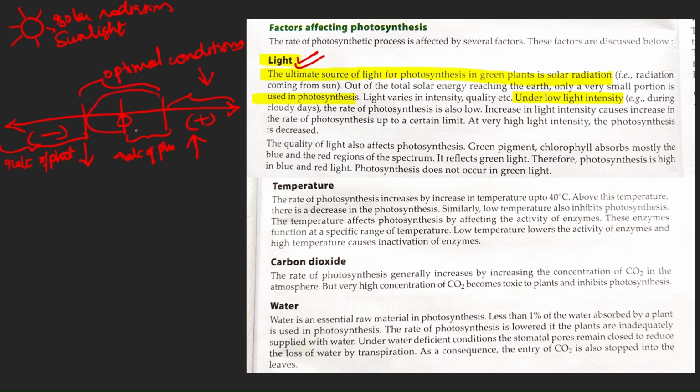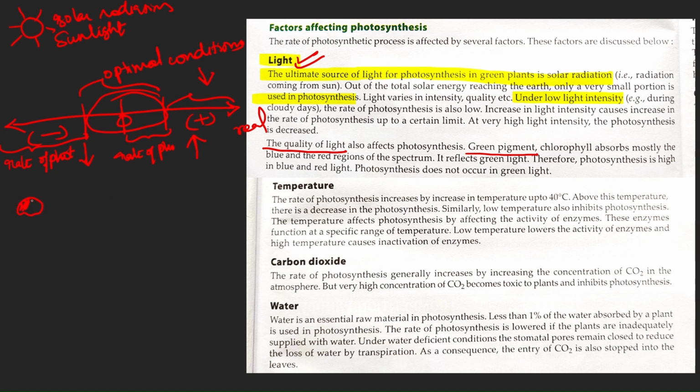So this is the optimal condition, and increase in temperature to a certain point will also increase the rate of photosynthesis. But after that, it's really hot, and the plant dries off. So in the cloudy season, the rate of photosynthesis reduces, and at the extreme it also reduces, and an increase in temperature to some extent increases the rate of photosynthesis. That is the light factor. Coming to the quality of light, quality of light also affects photosynthesis. The green pigment chlorophyll absorbs mostly blue and red regions.